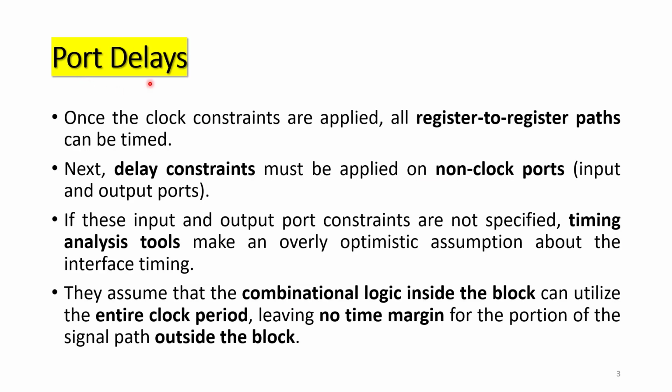Let us see port delays. Once the clock constraints are applied, all register to register paths can be timed. We have seen so many clock constraints like create clock, create generated clock, set clock latency, set clock transition, and so on. Next, delay constraints must be applied on non-clock ports, that is input ports and output ports. Earlier, the clock constraints that we applied work for register to register paths. Now we have to apply constraints for non-clock ports, which are nothing but input and output ports.